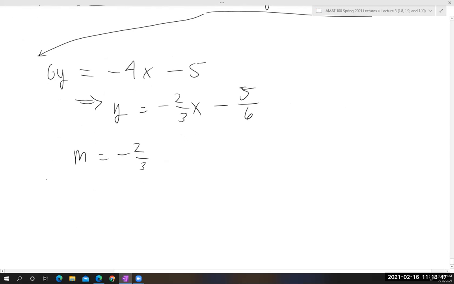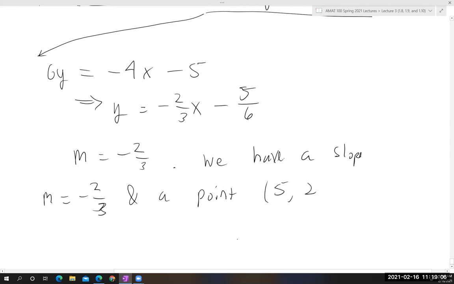So what this means is we have a slope, namely negative 2/3, and a point, namely (5, 2). And from here, we can just use the point-slope formula to get the equation of the line that we're interested in. I won't go through that because we already did two examples like that.